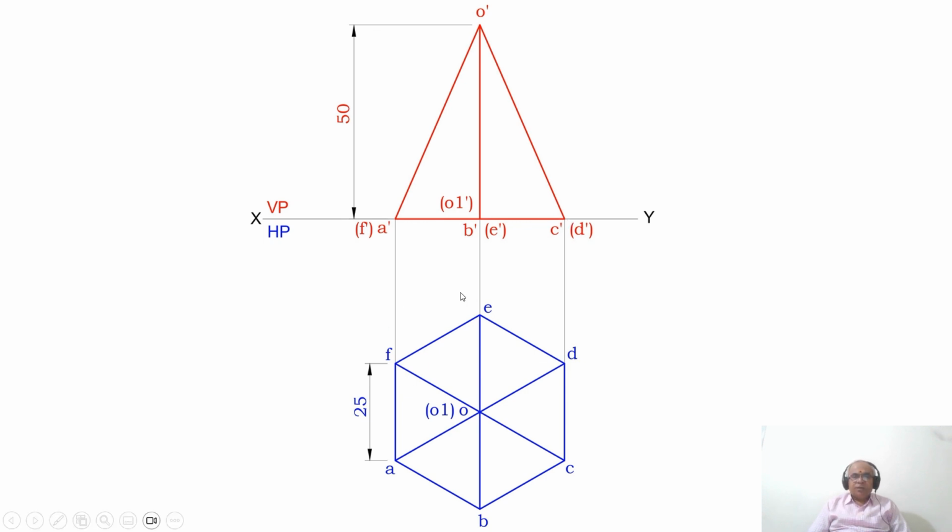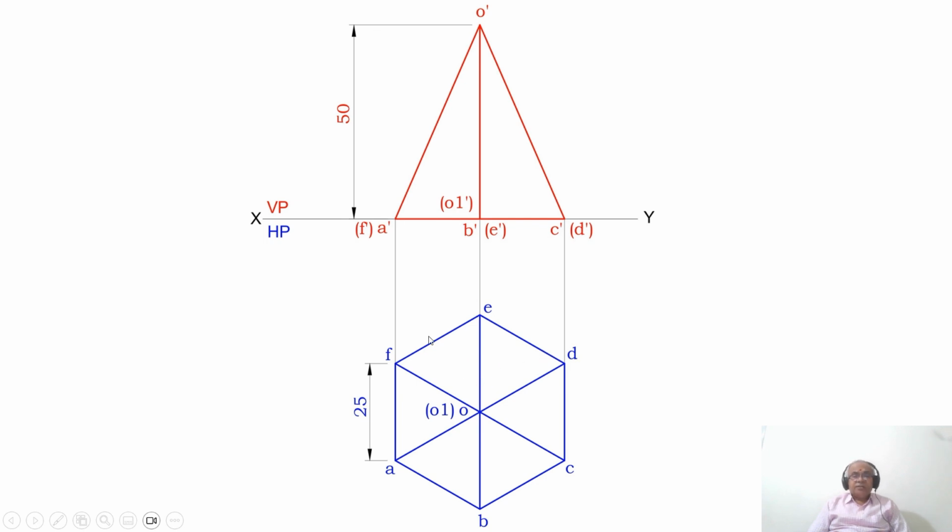How to solve this problem? By writing it on the sketch. First we are going to draw the XY line and mark VP and HP. Since one of the edges is resting on HP, obviously I have to start the problem from HP.